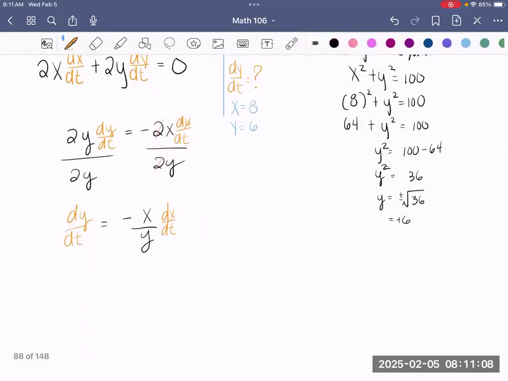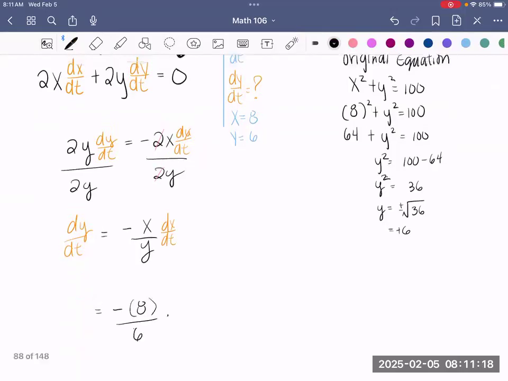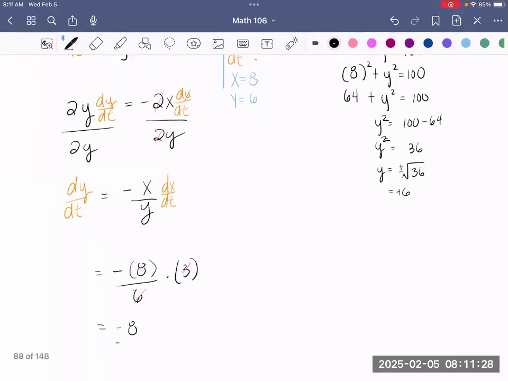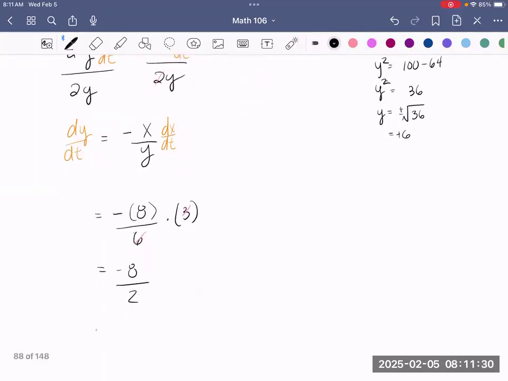And again, let's go ahead and plug in what we know. So we know that x is 8. We know y is 6. We also know that dx/dt is equal to 3. Let's go ahead and simplify here. So we'll leave behind a 2 on the bottom. So we get negative 4.